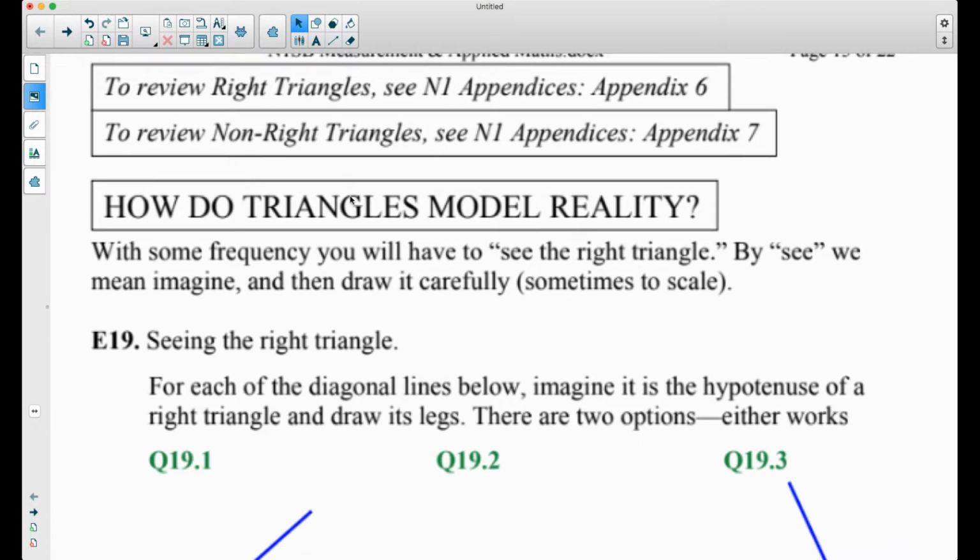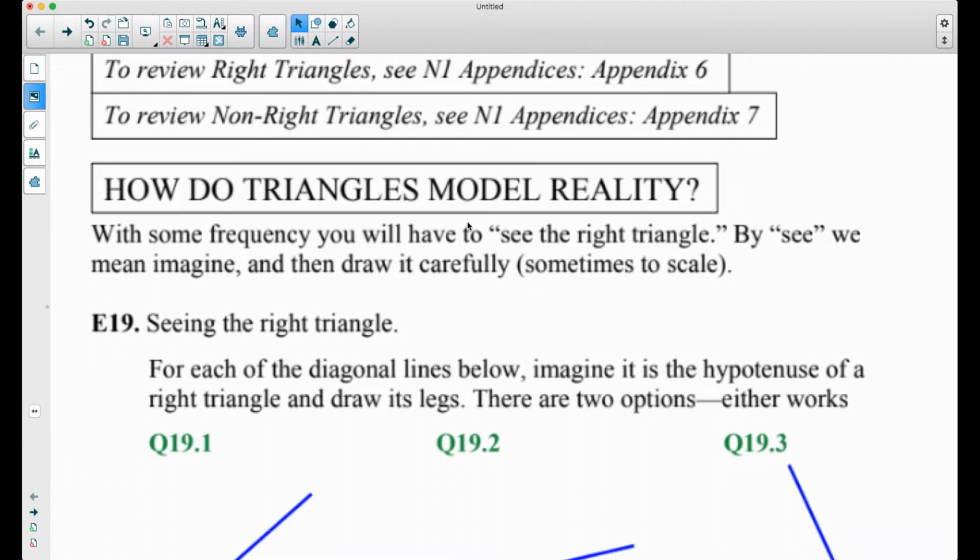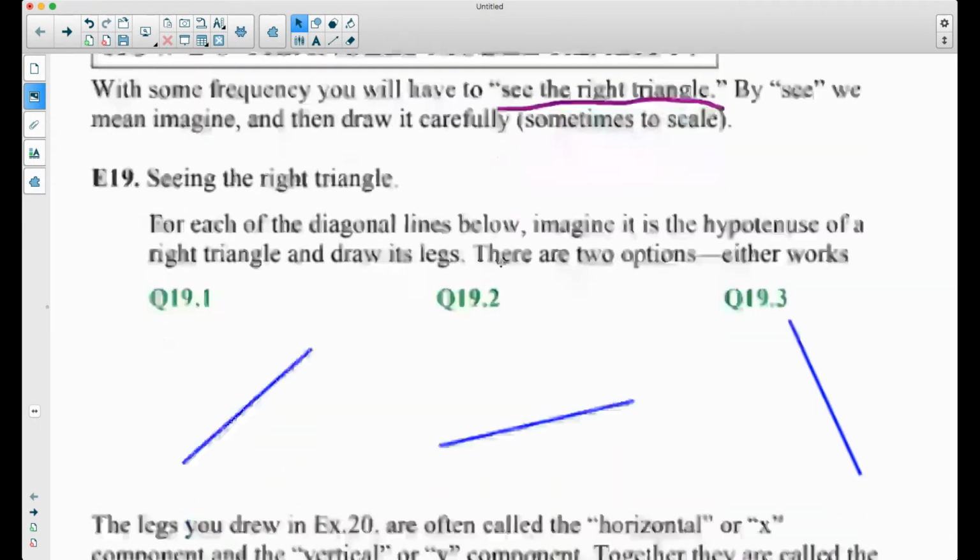Anyway, let's go on page 15 of the notes. How do triangles model reality? You've already started to see this. We did the flagpole setup, and we still have to wrap that up. But you saw by using right triangles there, we could actually lay geometry on top of the world and make sense of it. So this phrase here, see the right triangle, basically means look at a scenario and recognize that it would be modeled well by a right triangle.